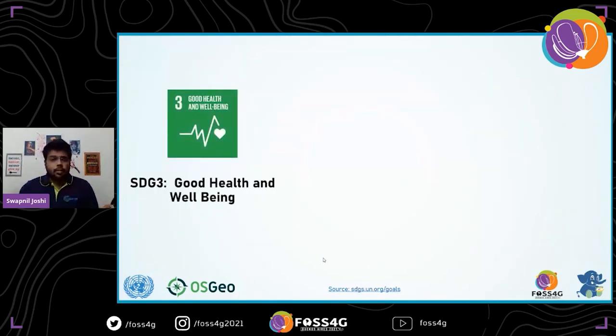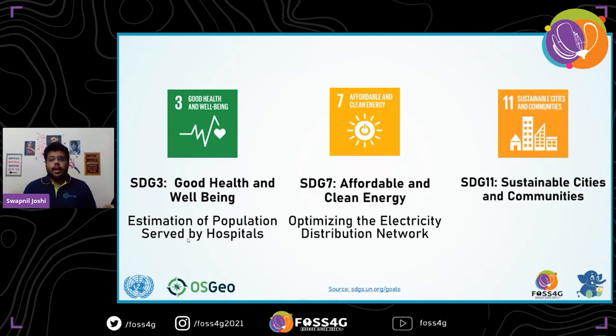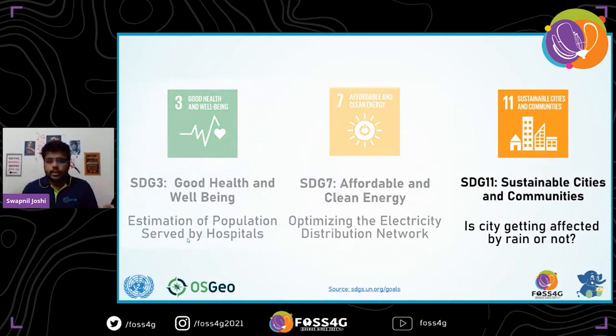So the 3 Sustainable Development Goals here are, first, the third one, good health and well-being. In this goal, the exercise which was done was estimation of population served by the hospitals. The second goal was SDG 7, that is affordable and clean energy. The exercise done under this was optimizing the electricity distribution network. And the final one is SDG 11, that is sustainable cities and communities. The exercise done here was, is the city getting affected by rain or not? So in this short presentation, we'll be looking at the third exercise.